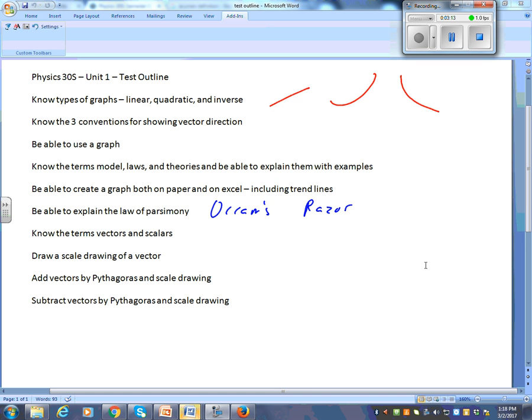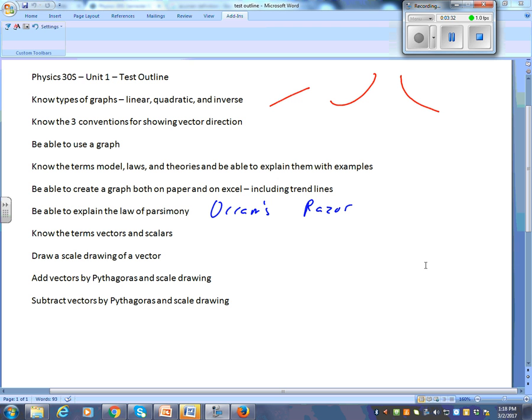Know the terms vectors and scalars and know the difference between them. Vectors have a direction, scalars do not. Draw a scale drawing of a vector. You need to be able to do that.